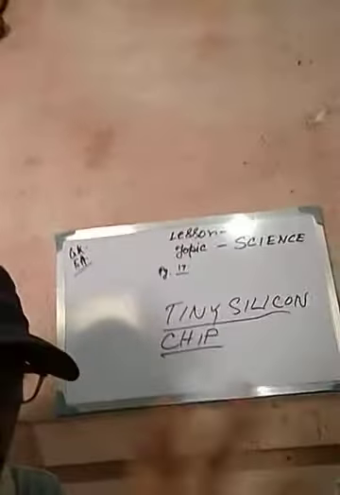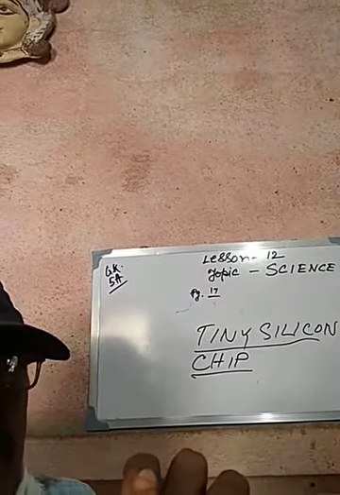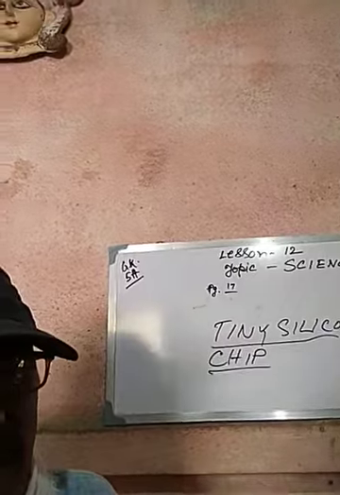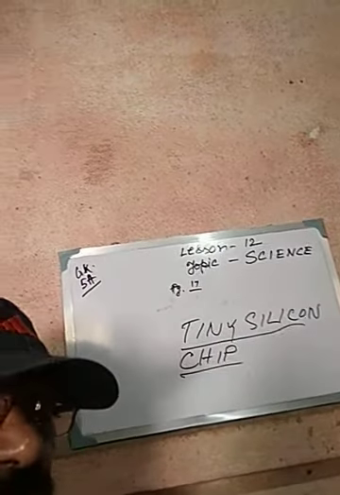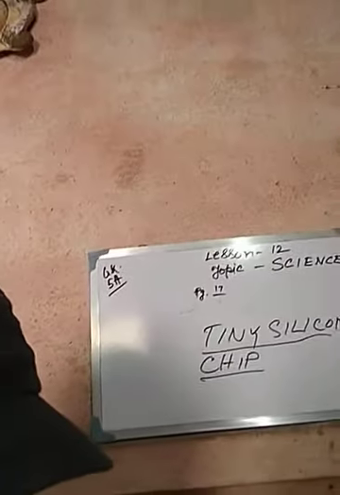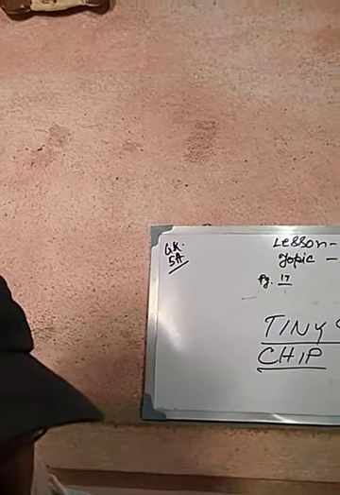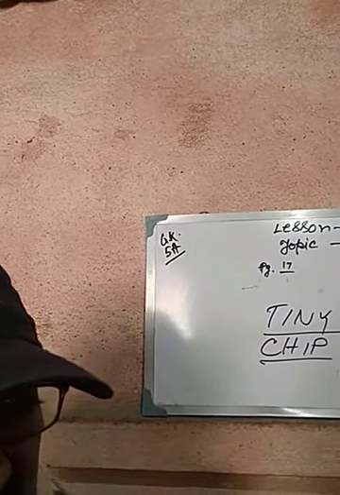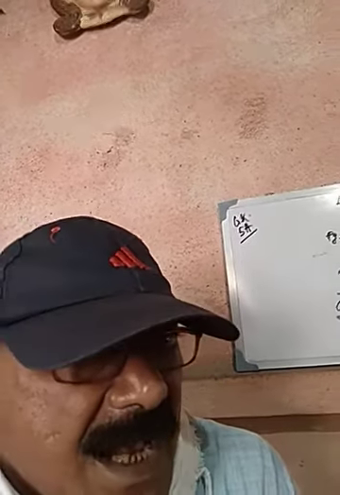A chip generally looks very small. But the tiny silicon chip is the smallest thing. What is this? The tiny silicon chip is smaller than your fingernail. Mind it, it is smaller than your fingernail.